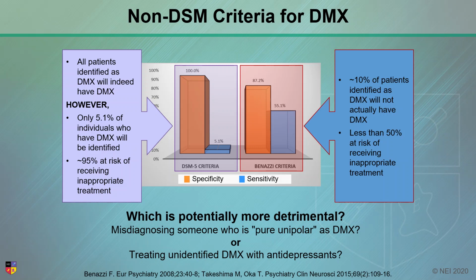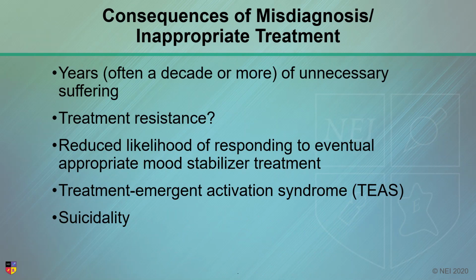So I think this is kind of an opinion question, but I think it's pretty clear you're much better off treating someone who has a pure unipolar depression with mood stabilizers because you misdiagnosed them as having DMX, versus treating someone that is DMX and you don't know it, but just treating them with antidepressants.